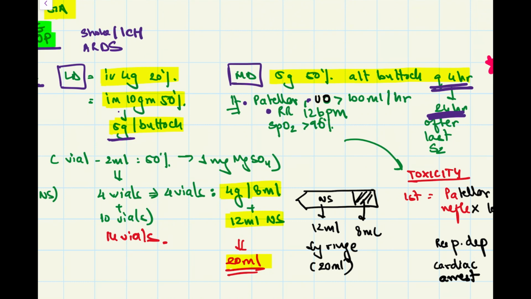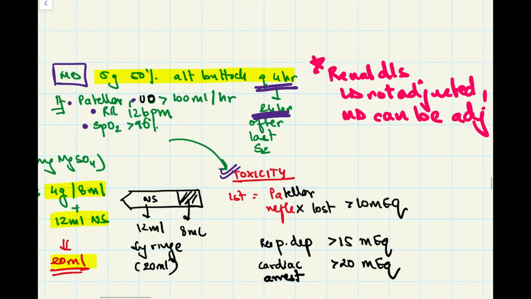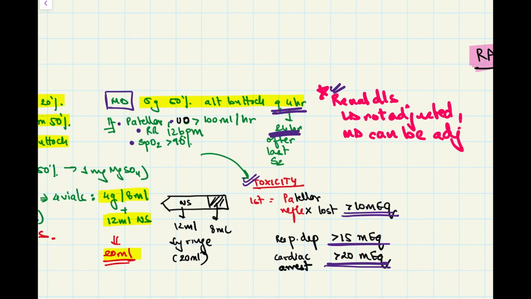respiratory rate, and SpO2. Right? In case of toxicity, the first to be lost is the patellar reflex, which is lost at a concentration of more than 10 milliequivalents. The next is respiratory depression caused at a dose of more than 15 milliequivalent, and finally, if the concentration rises more than 20 milliequivalent, it leads to cardiac arrest. Right? Also, renal disease is not a condition for adjusting the loading dose. Only the maintenance dose needs to be adjusted in case of renal disease.